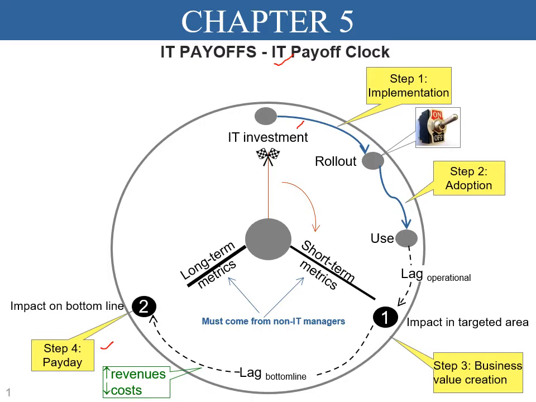As shown in this diagram, step 1 is IT implementation, meaning that your company starts investing in an IT project. For example, let's say a food delivery system. Your company spends about 2 million to develop and implement the system. Once the developed system is ready, then you are going to roll it out, meaning that you start doing the installation and get ready to use it.